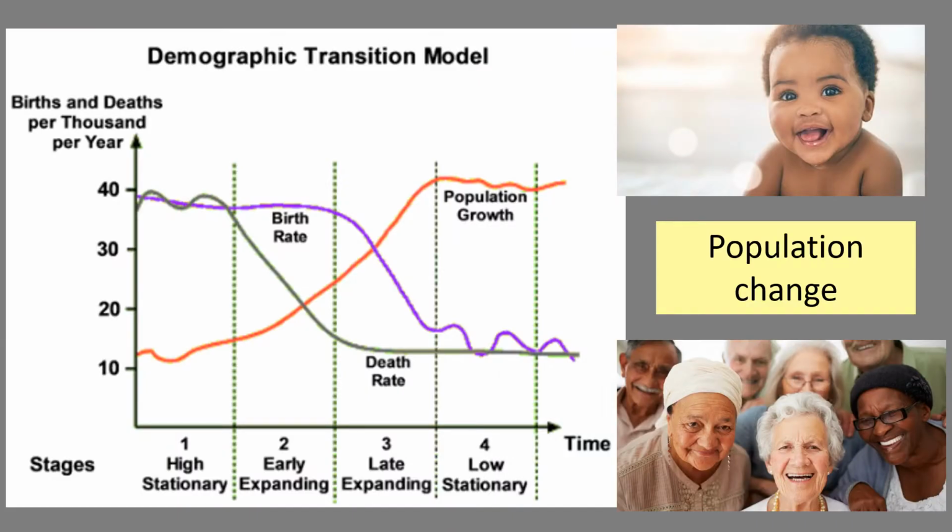The demographic transition model describes some of the social changes that happen as countries develop through plotting changes in birth and death rates.